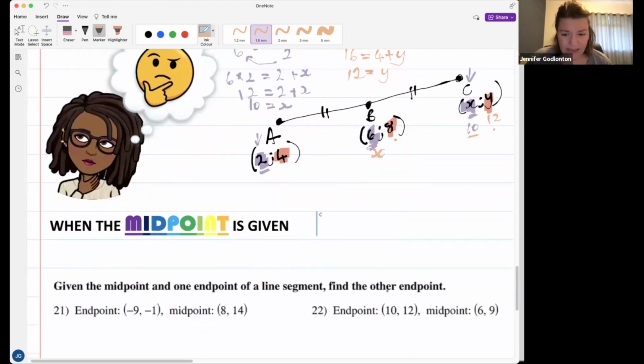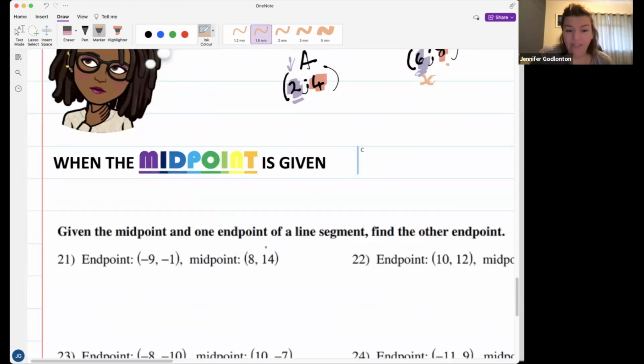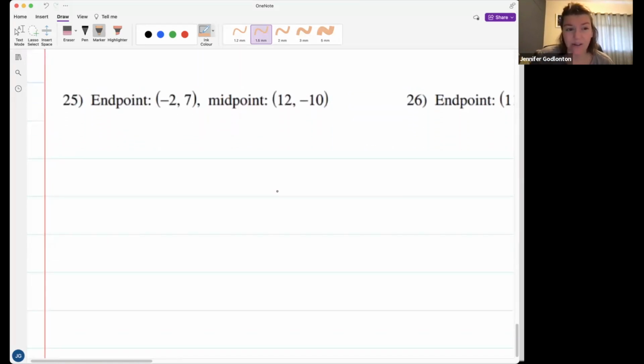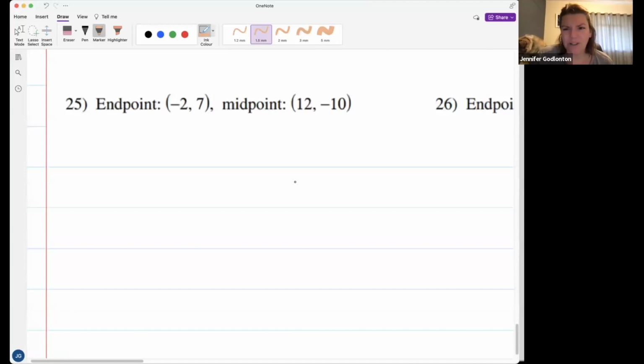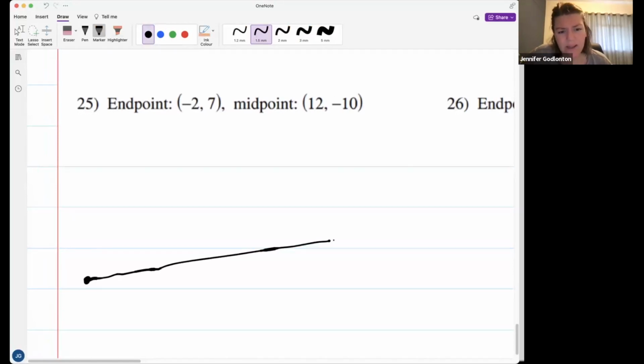Let's move on down. Okay. So I find when it's like this, it can sometimes feel a little bit confusing, but if you draw a picture, it's not so bad. And remember, your picture doesn't have to be accurate. It's literally just a way for you to figure out what's going on. So if we look over here, they've told us we've got an end point and we've got a midpoint. So we know our one end point is (-2, 7). We know our midpoint, so that over there is (12, -10).